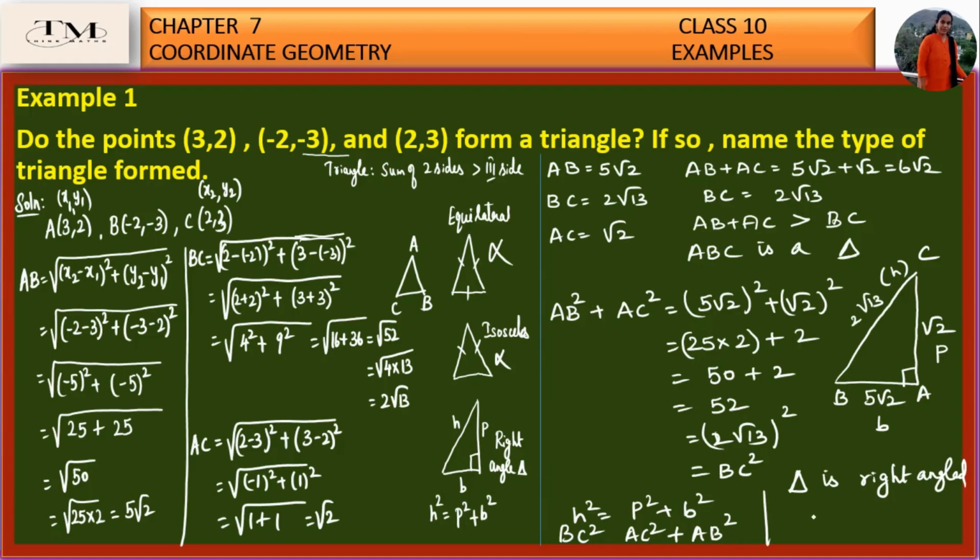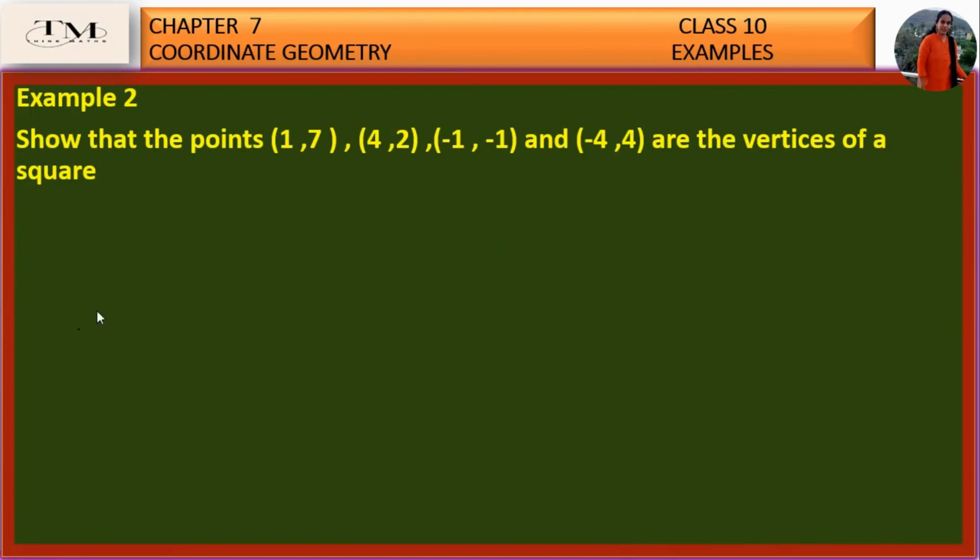So I hope you can understand this problem. Moving on to the next example in the next page. Show that the points (1, 7), (4, 2), (-1, -1) and (-4, 4) are the vertices of a square.